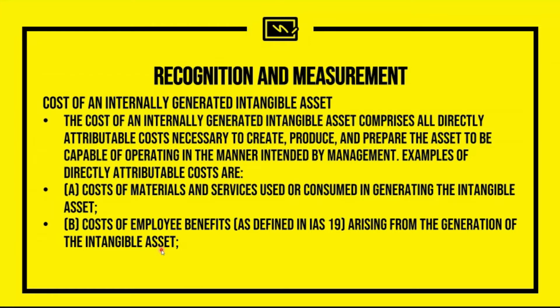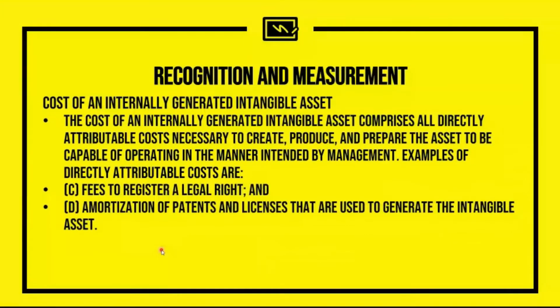Examples of directly attributable costs are cost of materials and services used or consumed in generating the intangible asset, and cost of employee benefits arising from the generation of the intangible asset. Also, we have fees to register a legal right, and amortization of patents and licenses that are used to generate the intangible asset. So basically, anything that was used to prepare or to establish the internally generated intangible asset.